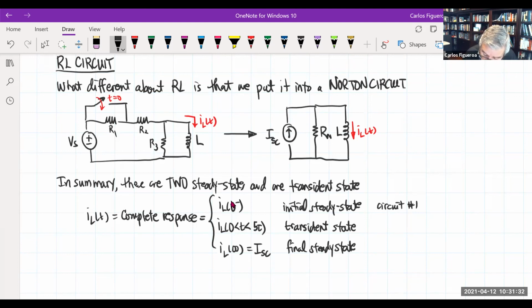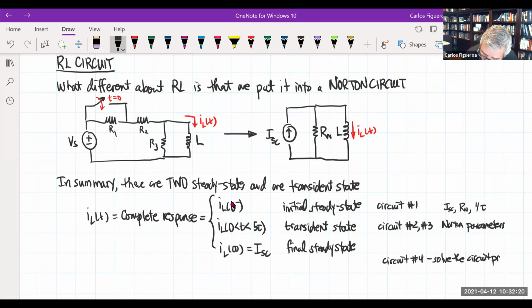Once the switch is thrown, you then need circuits 2 and 3. Why? Because you're going to need the Norton parameters. And the Norton parameters are going to be I short circuit, I Norton, and 1 over tau. Now I got that. And then the final steady state goes in like this. So then you're going to have a 4th circuit where now you have to solve the circuit problem. So it's very similar to the process of the cap.